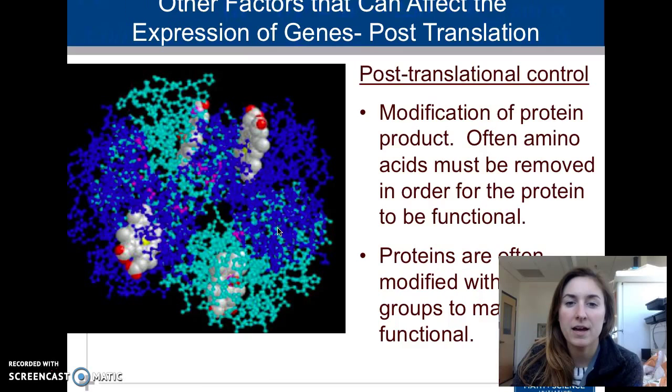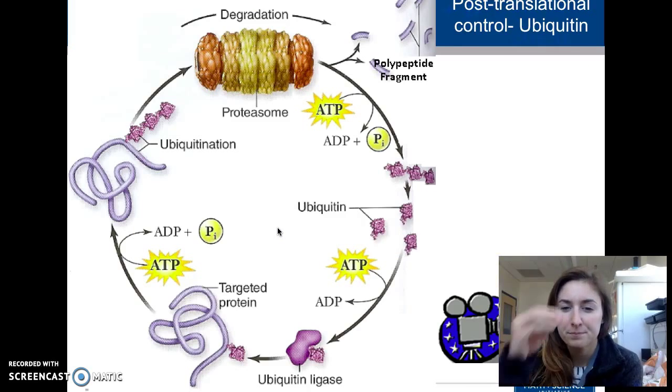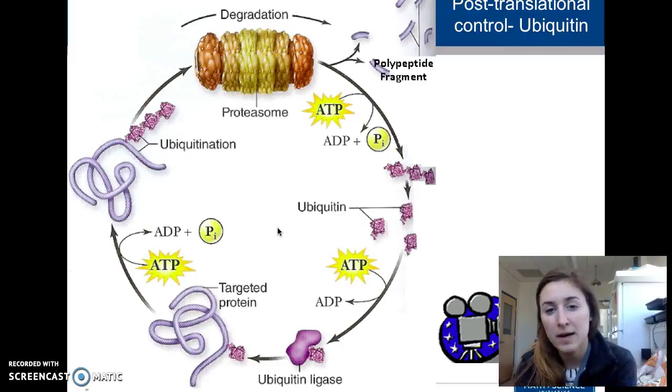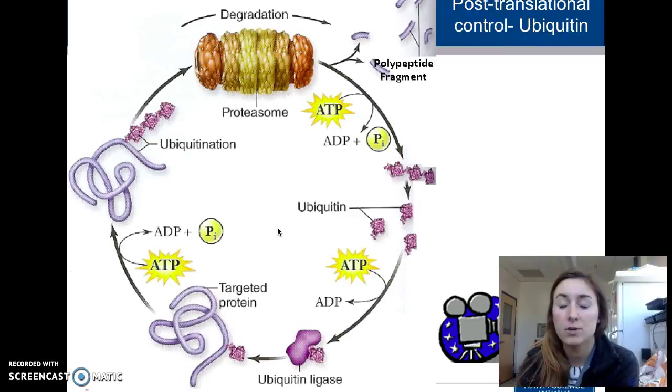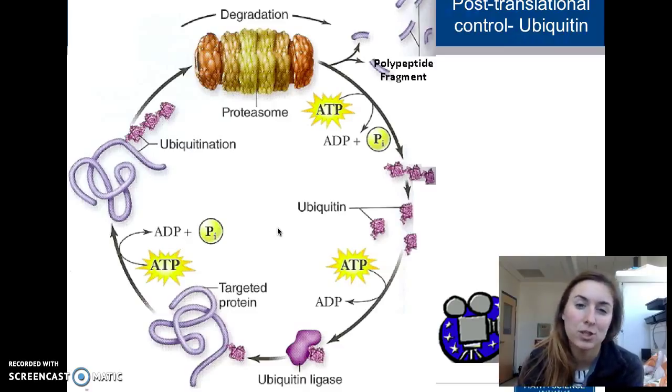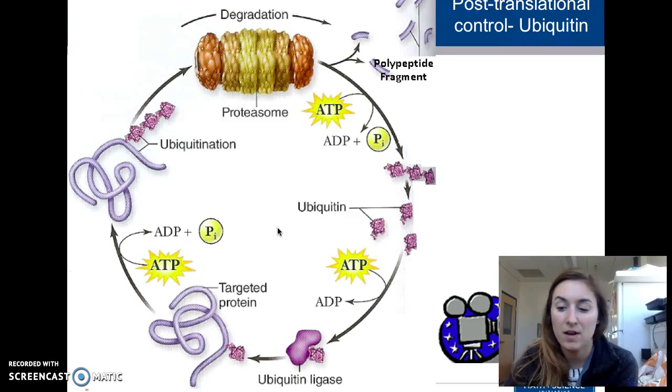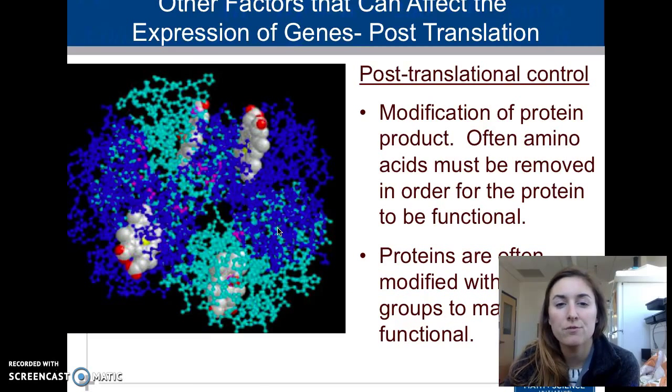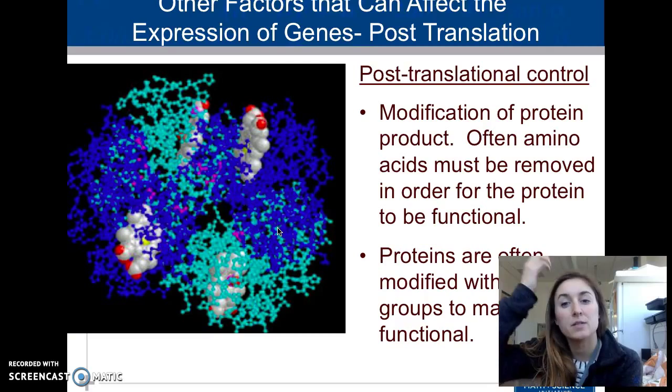Other examples of that: ubiquitin is an enzyme that can impact or accelerate the speed of degradation of the mRNA strand, basically accelerating it. Ubiquitin proteins will come in, bring in a ligase that will attach, and it will help degrade it faster. Other factors that can affect it post-translation.